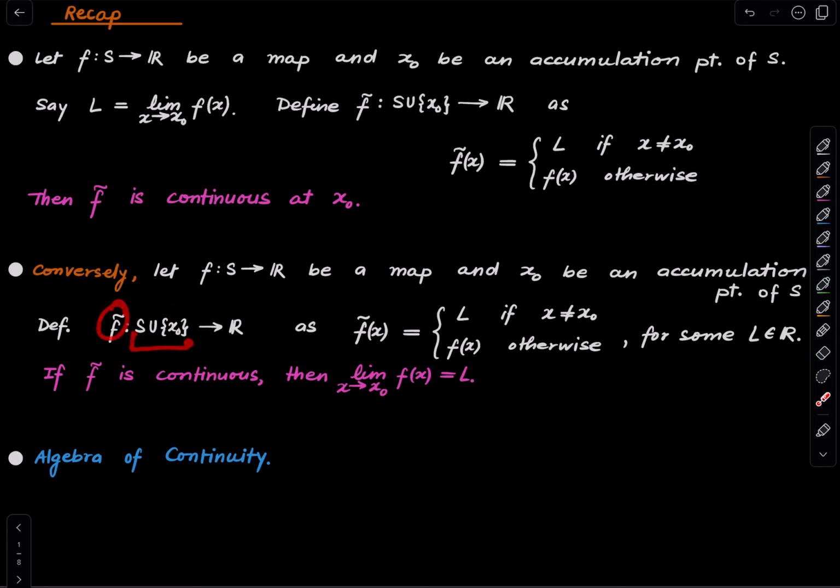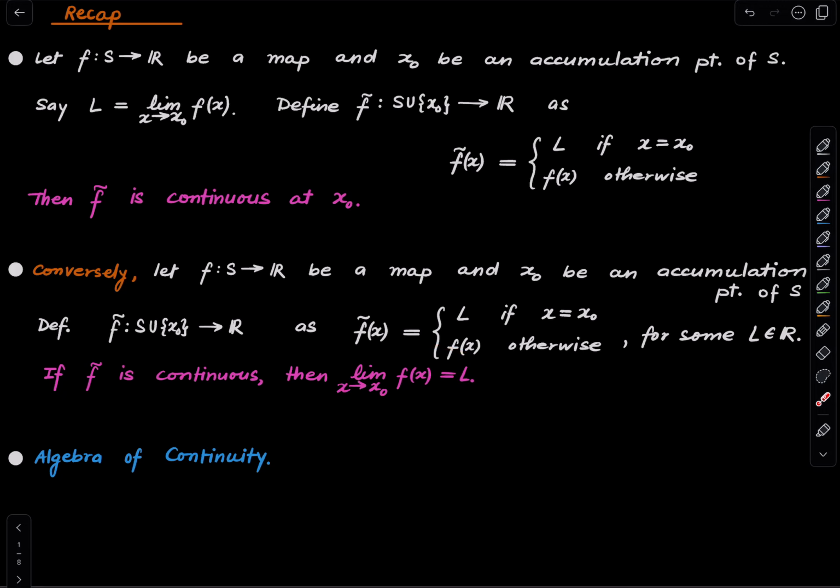So define f tilde on this possibly extended domain by asking that it takes some real number L at x0. Sorry, what have I written? I've written something completely wrong. So at x0, you take L, and otherwise you mimic the function f. So for some real number L, you define this f tilde this way, and if f tilde is continuous, then the limit of the function f as x approaches x0 is L. So the converse of this also holds.